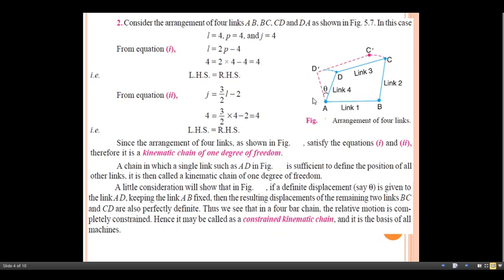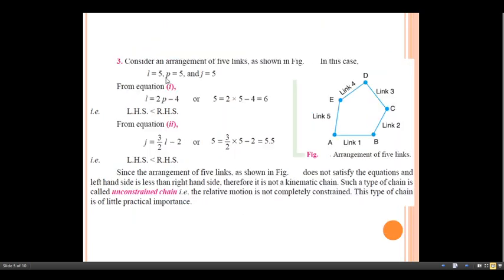Already I have shown the meaning of completely constrained chain, incompletely constrained chain, and successfully constrained chain. So as far as this one is concerned, it is a constrained kinematic chain. Here the motion of this link takes place in a definite direction. That is the case of completely constrained motion. Already you have seen that part in the previous lecture. In case of incompletely constrained motion, motion takes place in more than one direction. So let us see the next case.